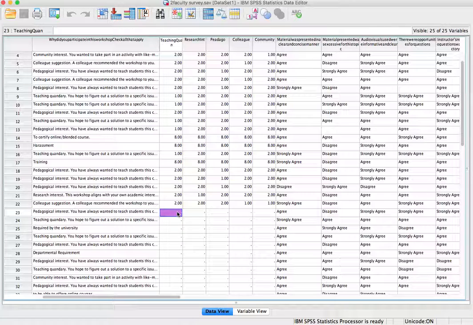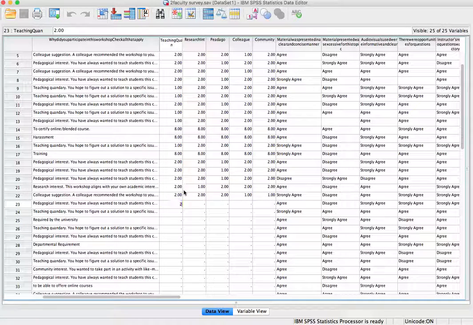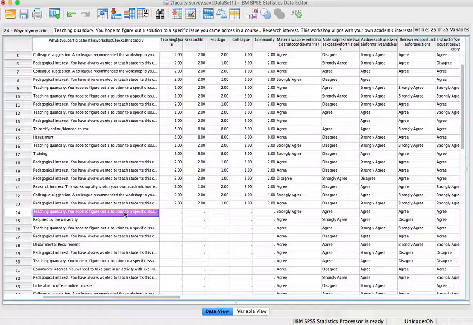Okay, so since this first column is teaching quandary, we're going to put no, because that wasn't what they said. Research interest, no, because they didn't say that's what it was, but we'll put a 1 for pedagogical, and a 1, which means yes, for a colleague recommended, and a 2, a no, because they didn't mention anything about community.